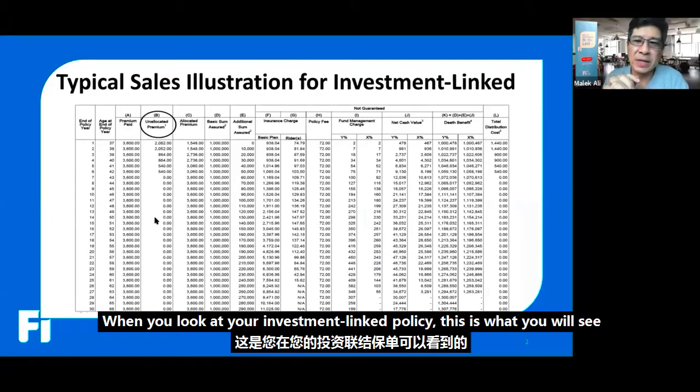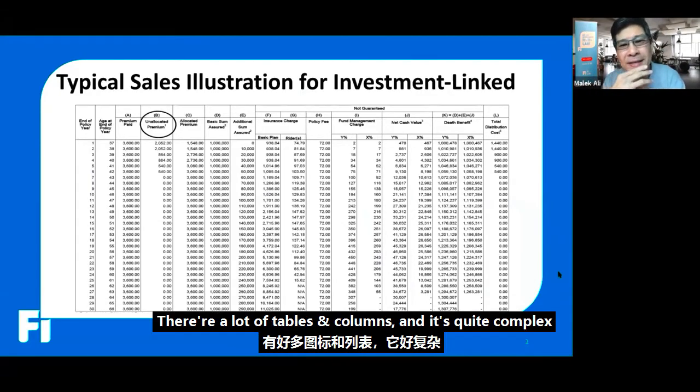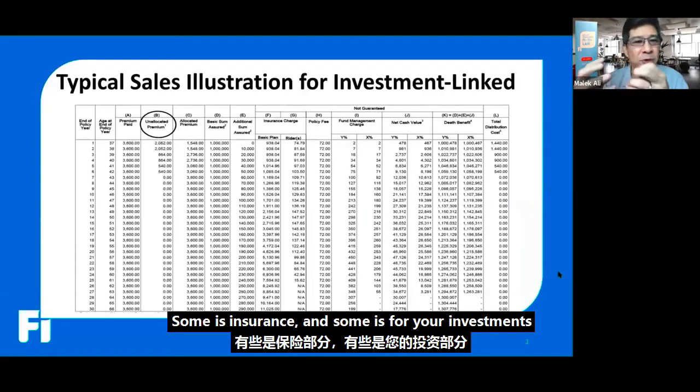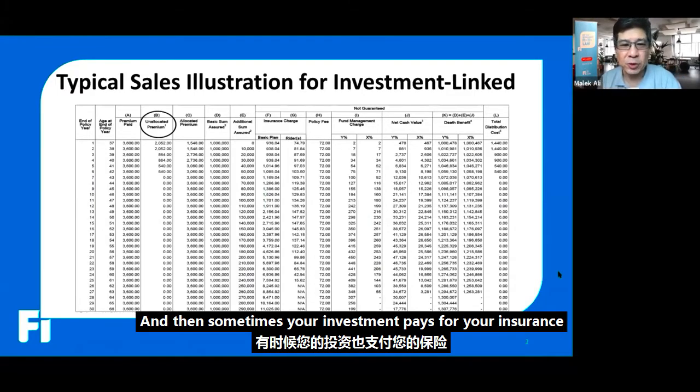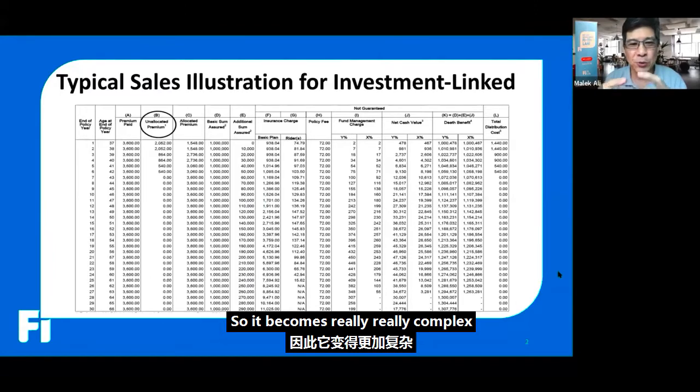When you look at an investment-linked policy, this is what you see. Bank Negara requires a sales illustration for investment-linked products. If you look at this, you're like, wow, there's a lot of tables and columns, and it's quite complex. The reason it's complex is that there's a mixture: some is for insurance and some is for your investments. And then sometimes your investments pay for your insurance. And then there's investment charge, insurance charge. So it becomes really, really complex.